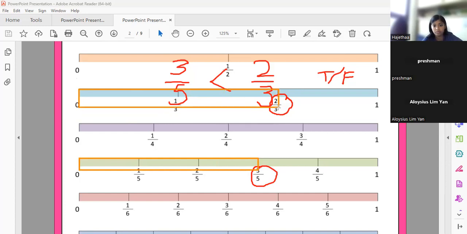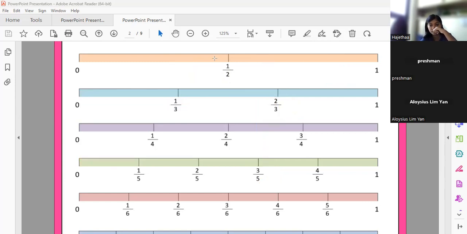This is 2 over 3. Look, of course, 2 over 3 is bigger than 3 over 5. 3 over 5 is smaller. Look at the extra space here. Can you see? Visually. So I'm showing you now how visually this fraction 3 over 5 is smaller than 2 over 3. Yes, it's true.